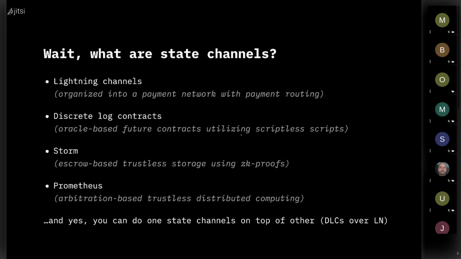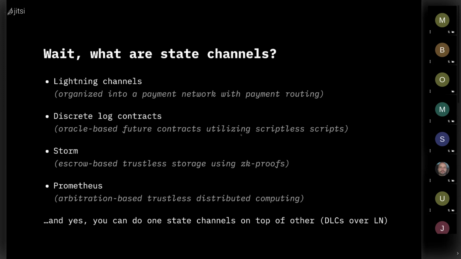And two very early stage ideas and concepts are Storm and Prometheus, which were also proposed by LNPBP Association and myself. Storm is an escrow-based trustless storage using zero-knowledge proofs, and Prometheus is an arbitration-based trustless distributed computing system. Both of them are a form of state channel.